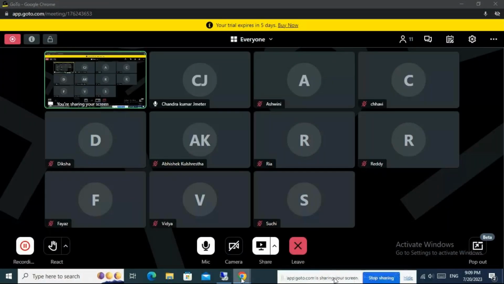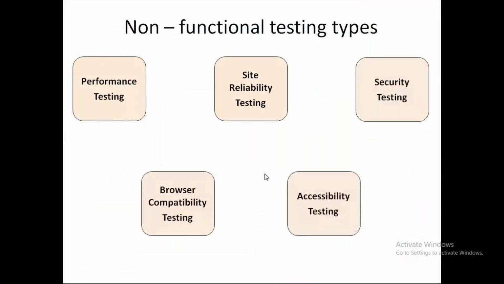Hello. So let's resume from yesterday. I told you that there are different types of non-functional test types like performance testing, site reliability testing, security testing, browser compatibility testing, and then accessibility testing. So now let me share my screen. Hope my screen is visible to all of you. So these are the different testing types which we discussed yesterday, right?